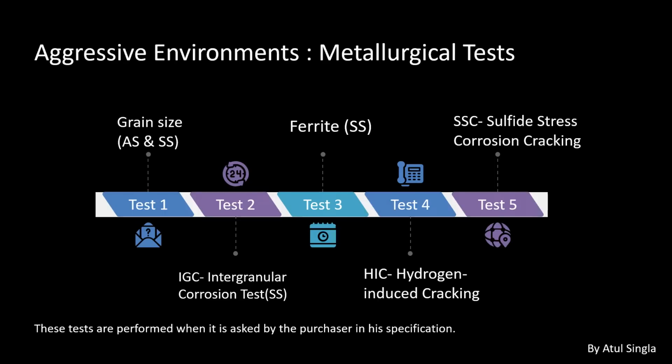Now we have 5 categories here. One is grain size testing, second is intergranular corrosion test, ferrite test, then hydrogen induced cracking test, and sulfide stress corrosion cracking test. So these are the 5 types of testing which we perform to identify various kinds of defects in various materials which are generally used in the process industry. So now we'll try to understand the basic fundamentals behind each and every test.